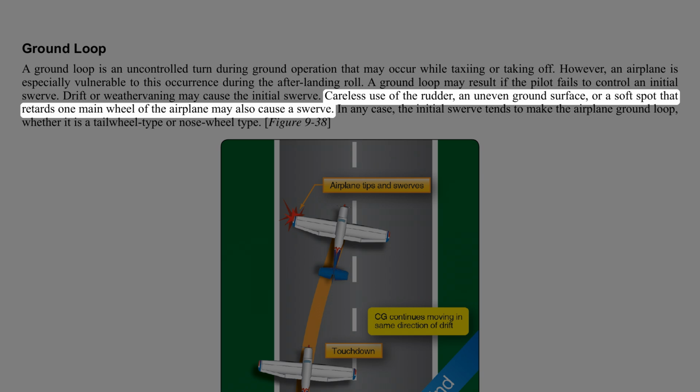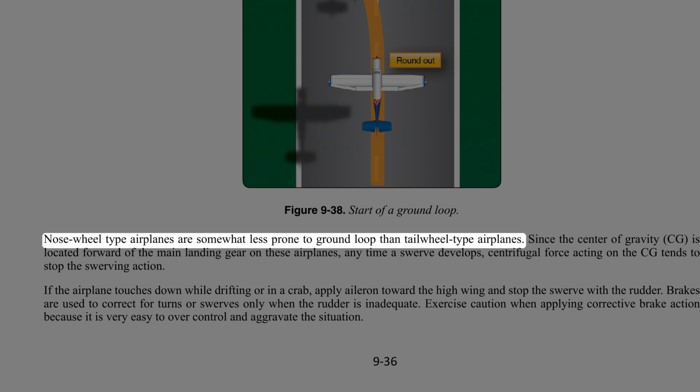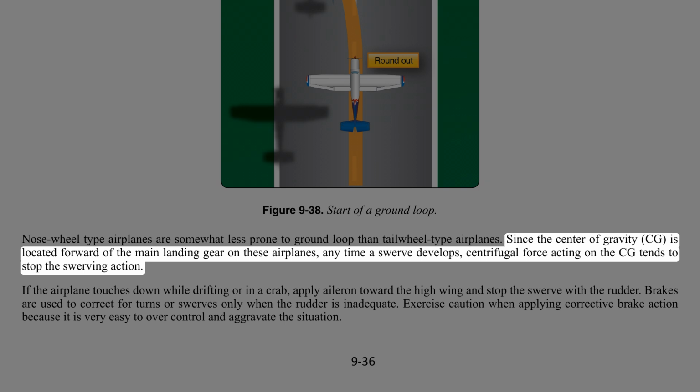Careless use of the rudder, an uneven ground surface, or a soft spot that retards one main wheel of the airplane may also cause a swerve. In any case, the initial swerve tends to make the airplane ground loop, whether it is a tailwheel type or nosewheel type. Nosewheel type airplanes are somewhat less prone to ground loop than tailwheel type airplanes. Since the center of gravity, CG, is located forward of the main landing gear on these airplanes, anytime a swerve develops, centrifugal force acting on the CG tends to stop the swerving action.